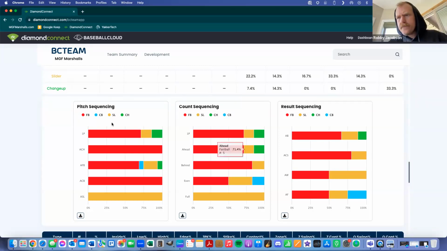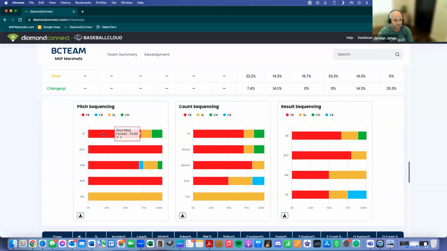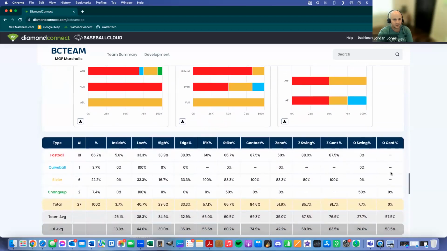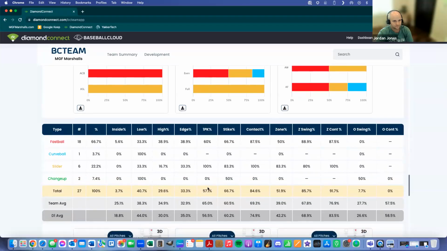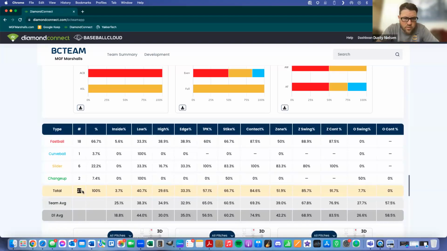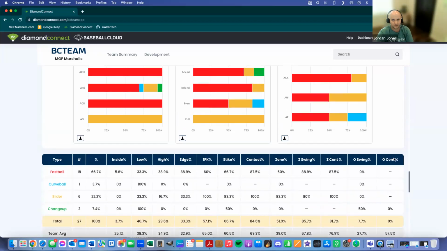So first pitch, fastball 71. Yeah, okay. So it's all the same stuff. It's just cumulative data now, because he's seen 27 pitches over 2 games. Cool. That will be super helpful.